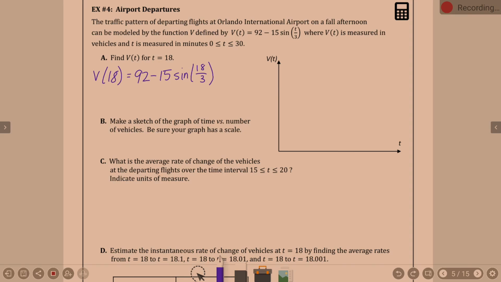If I type my equation in, 92 minus 15 sine of t over 3. So now it's in Y1 if I want to use that. So I can do alpha, trace, or at least that's how I get to them. I know there's somewhere else. Parentheses, I'm plugging in 18.